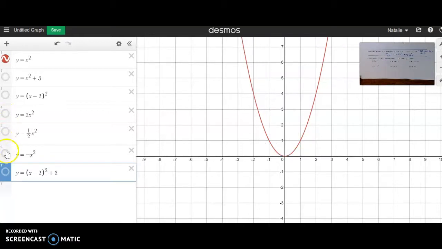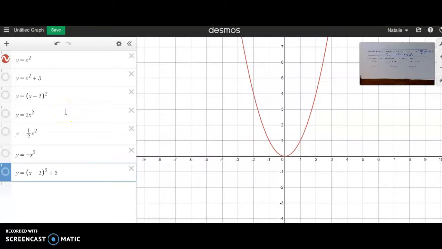And then the last thing to look at is what if you negate the function? Comparing y equals x squared to y equals negative x squared, that flips the parabola down. So it takes all of those positive output values and makes them negative.